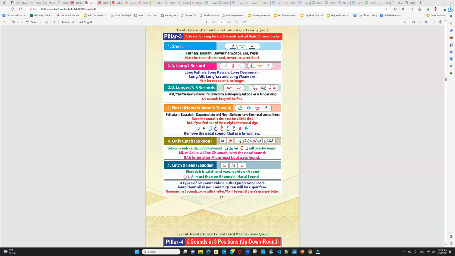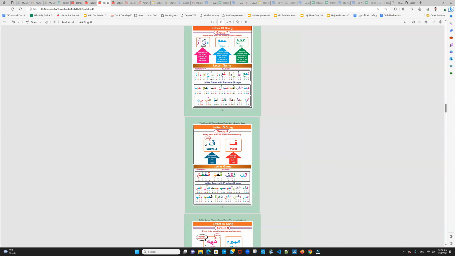In level 3, a student will continue to memorize Pillar 3, a beautiful song for the 5 sounds and all basic tajweed rules. And they will continue to learn 3 more groups from development 1: group 7, 8, 9. We think that they will be done, alhamdulillah, learning all 29 letters. One main topic done very nicely.